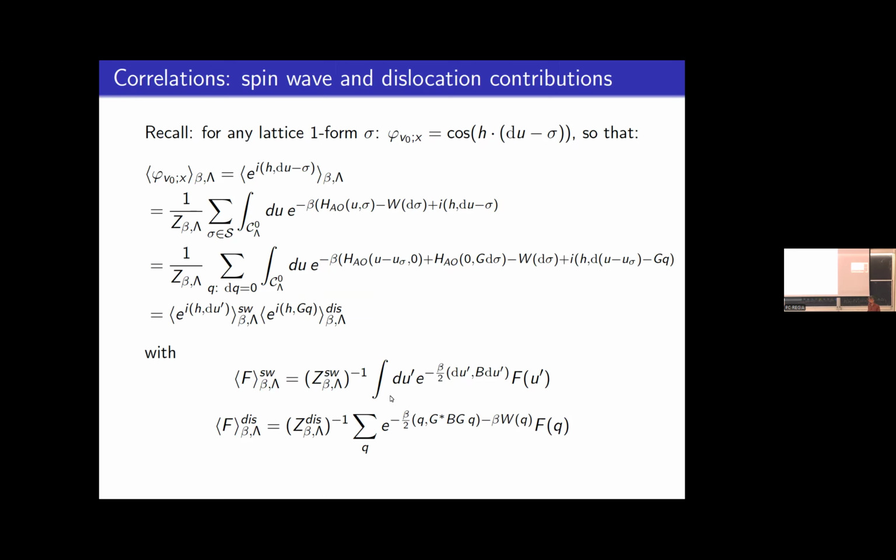Say it again? You can make this dislocation part more local? No, it's not local. It's not local at all. This decays like Coulomb. This G star BG is like a Coulomb interaction. The point is that here we are decoupling completely somehow.